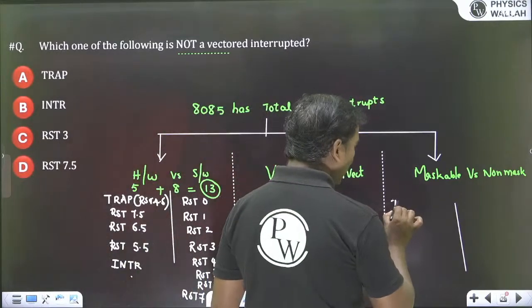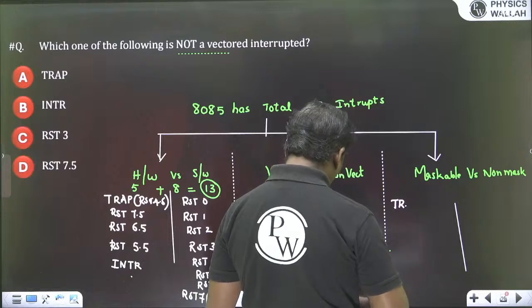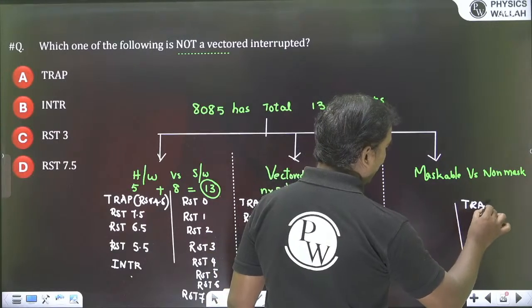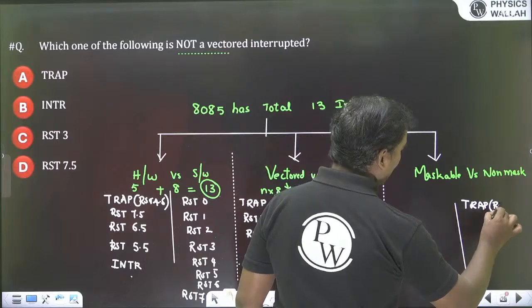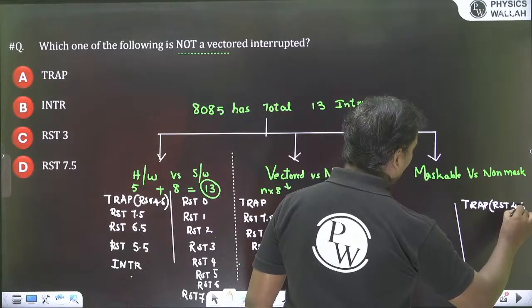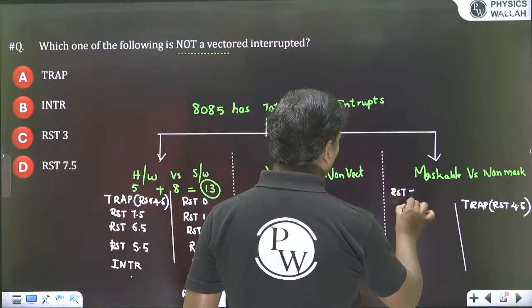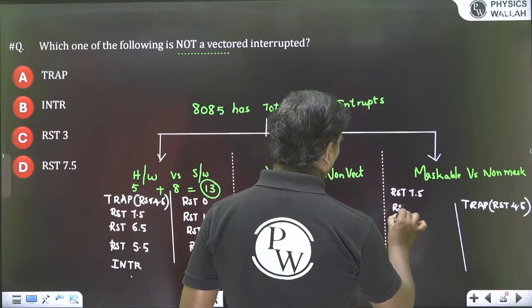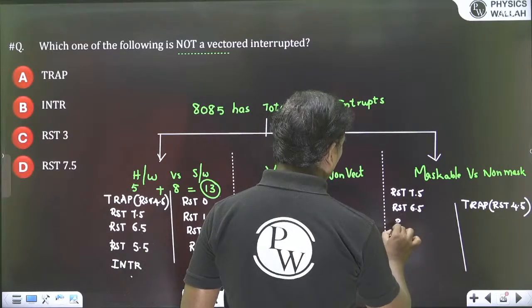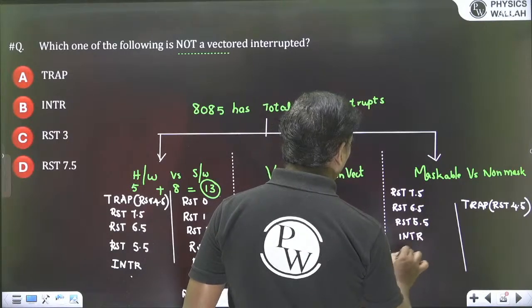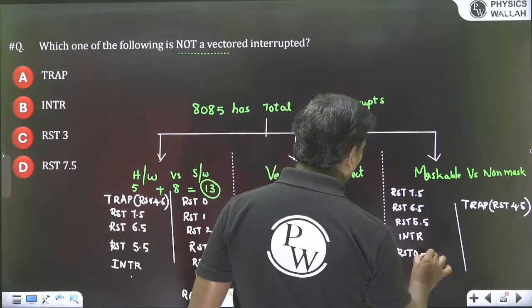In maskable, only TRAP is the non-maskable, remaining all are maskable. So TRAP or RST 4.5 is the non-maskable. So the maskable ones are what? RST 7.5, RST 6.5, RST 5.5, INTR, and RST 0 to RST 7.